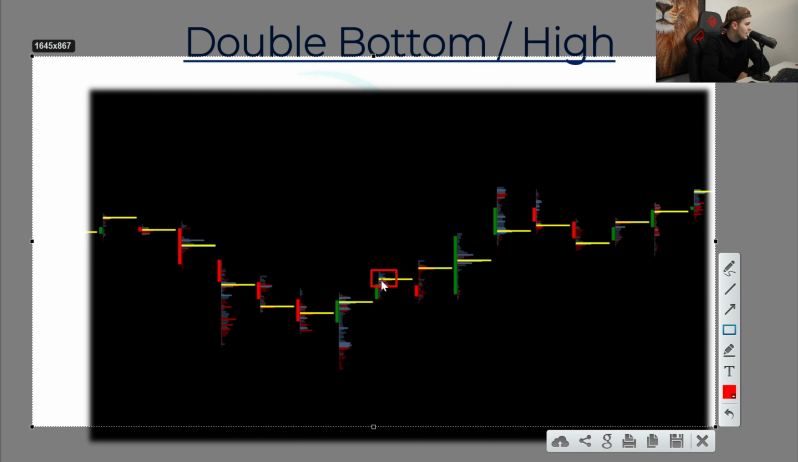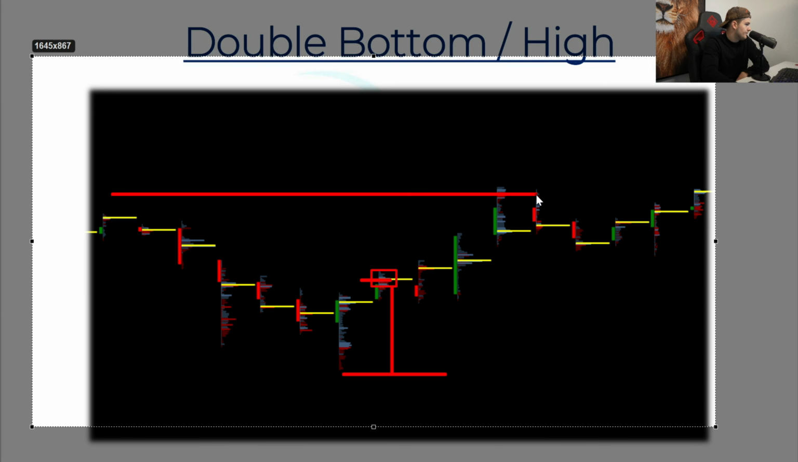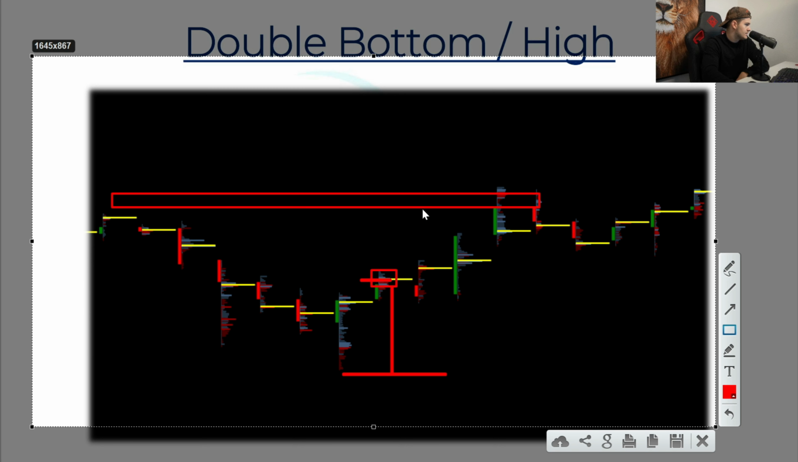So our entry was right here, I think on the POC, the point of control of the candle, and the stop loss should be down here. And then our target was up here. First target was up here, I think. So you see really a risk reward ratio of just 1-to-1. I wanted the trade to develop a bit more. My second exit was here.